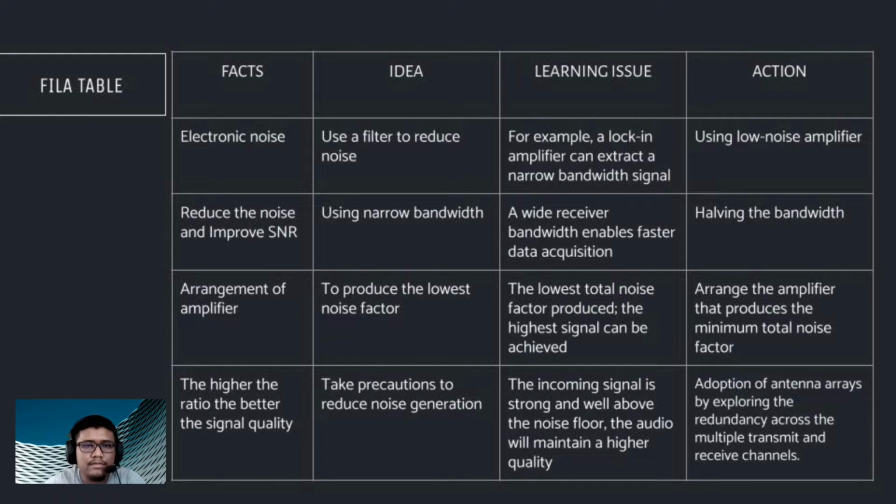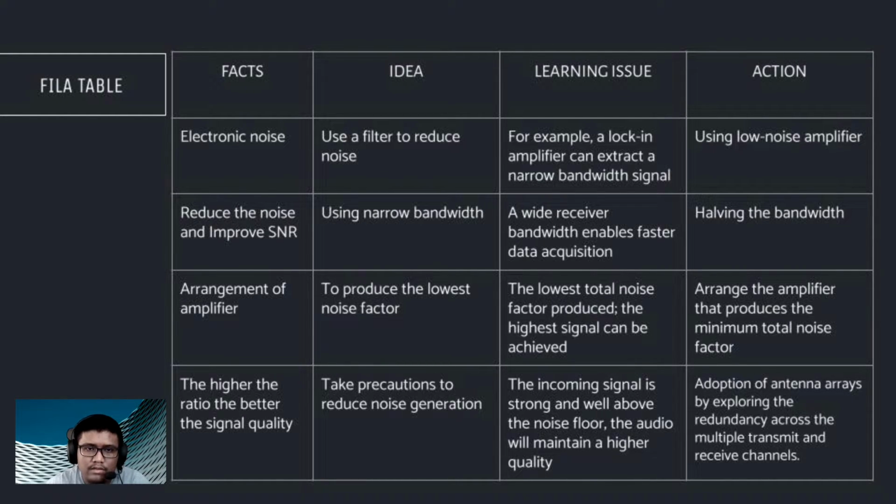For the filler table, we list 5 facts about this noise topic. So the first one is electronic noise. The idea is we use a filter to reduce noise. For example, a lock-in amplifier can extract a narrow bandwidth signal. The action is we use a low noise amplifier. The second one is reduce the noise and improve the signal to noise ratio. By using a narrow bandwidth, we can reduce the noise and improve the signal to noise ratio.